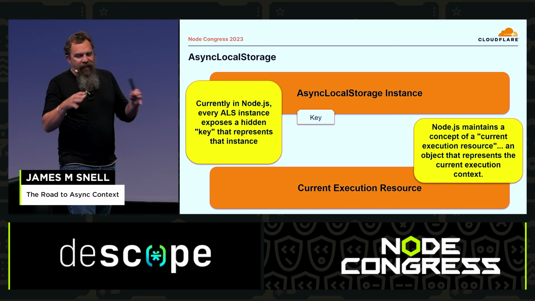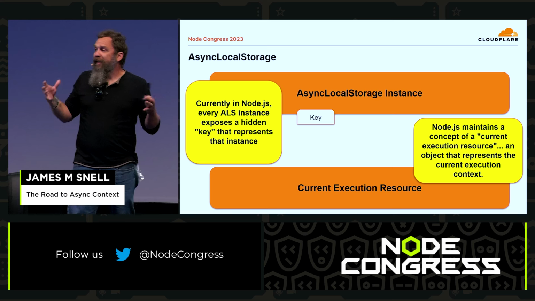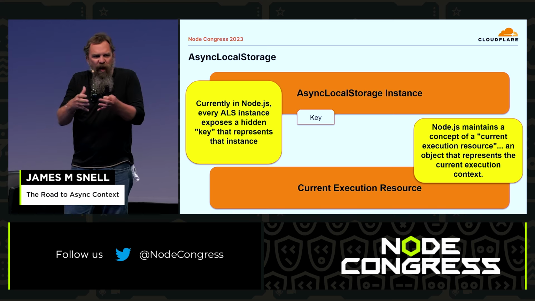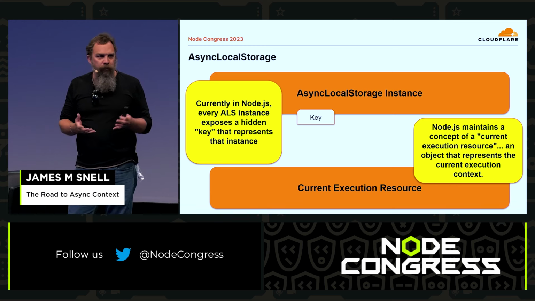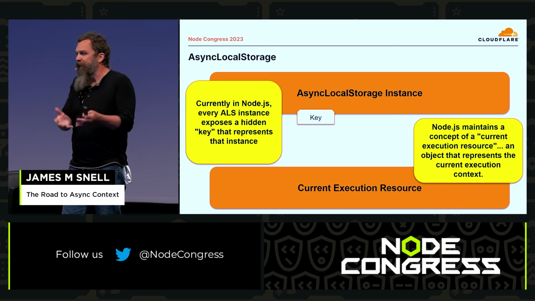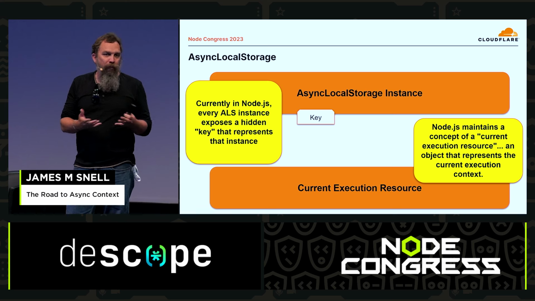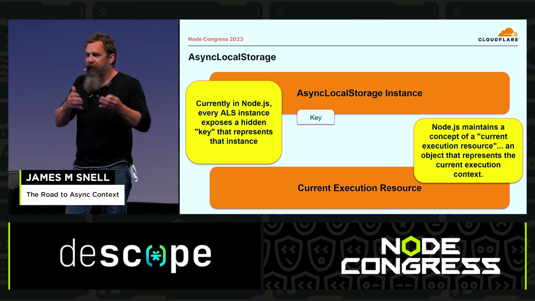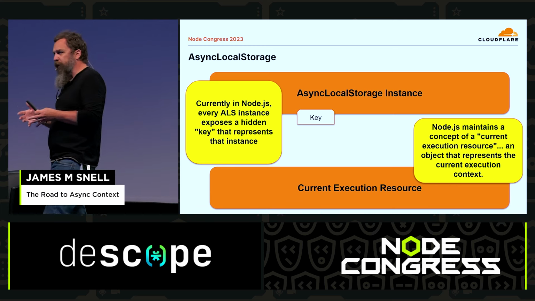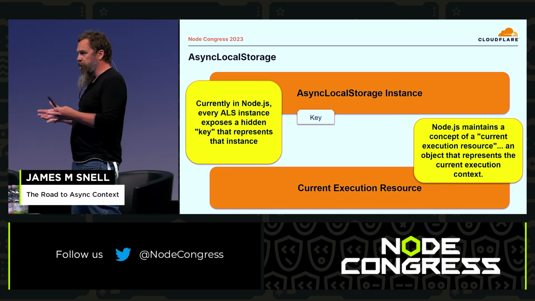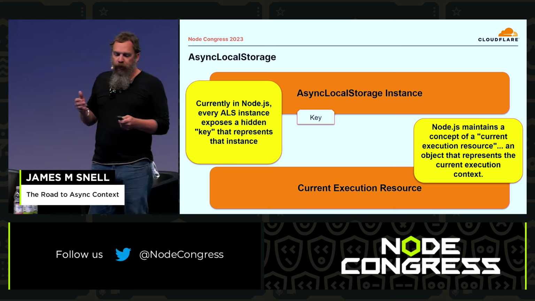And then at any given time within Node, we have this thing called a current execution resource. This is just the object that represents the code that's running right now. So when a timer fires, right, that current execution resource is the timer. When you're dealing with a promise, then a continuation from a promise, that current execution resource is the promise. There's always an object that represents that current running code within Node, right?